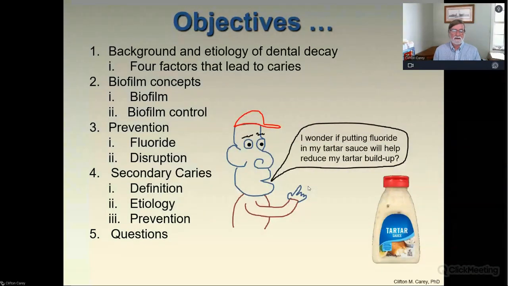Having put that out, the first part of this will be about caries and the background and how they develop. And I'm going to focus a lot on biofilm because that's one of the untapped ways that we might be able to control caries.